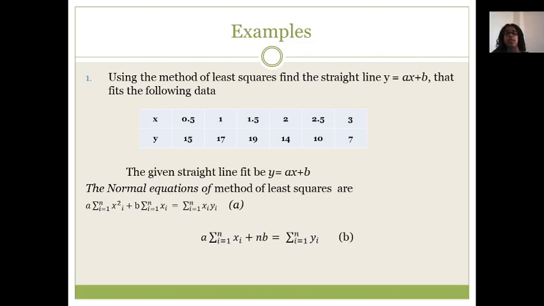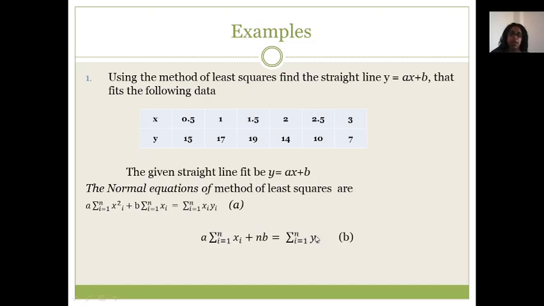For this we need the normal equations that we discussed earlier as equations A and B, and I have given them in this slide also. The given straight line is y is equal to ax plus b. You are here provided with a set of observations, and we are writing the corresponding normal equations by the method of least squares. Writing the equation A and writing the equation B.